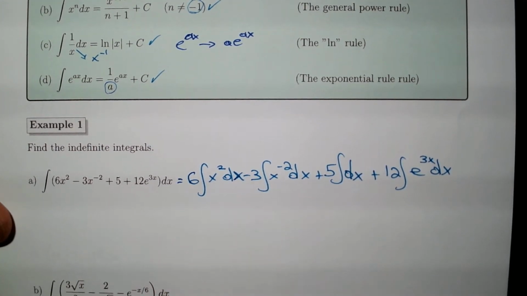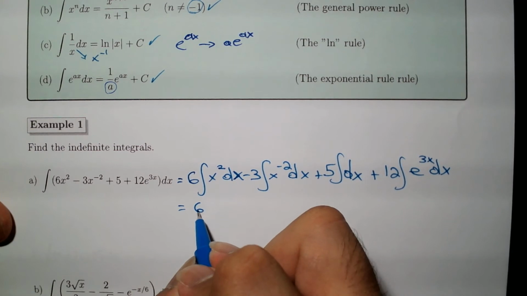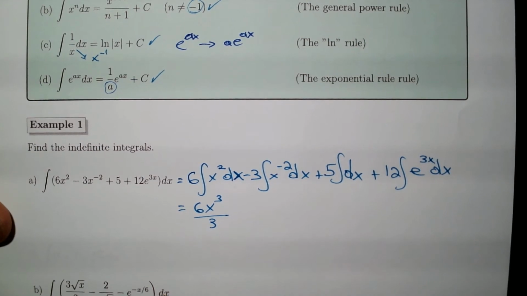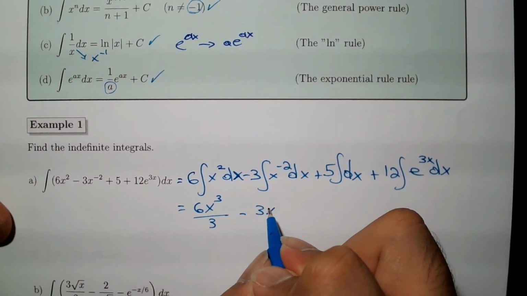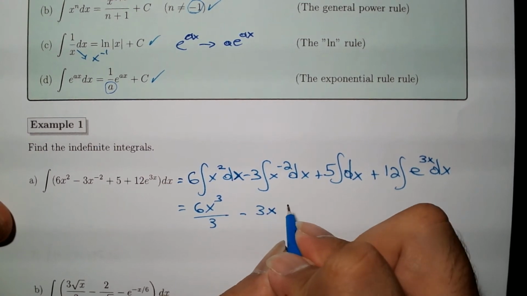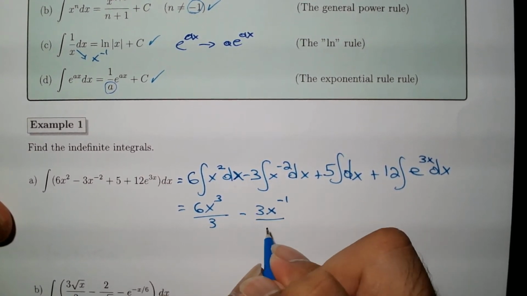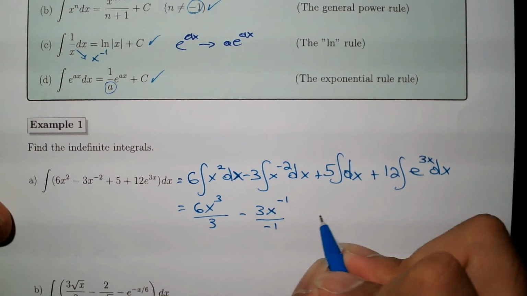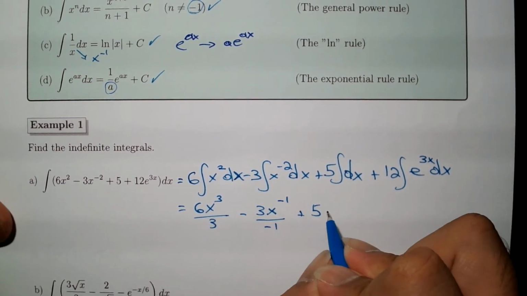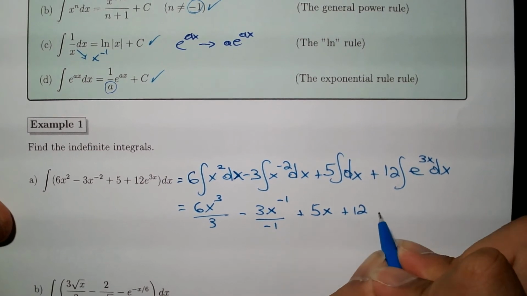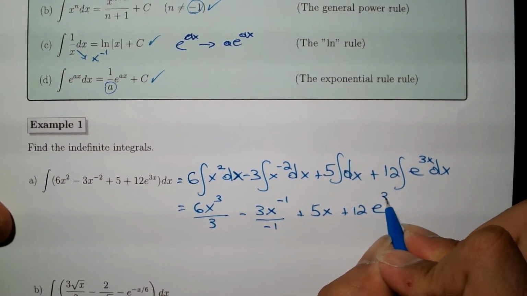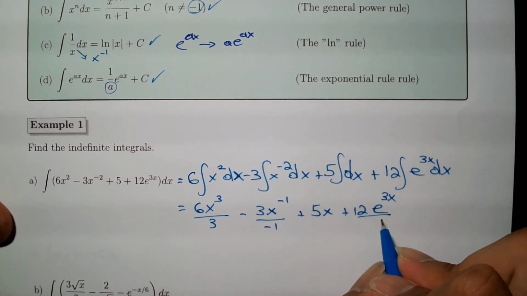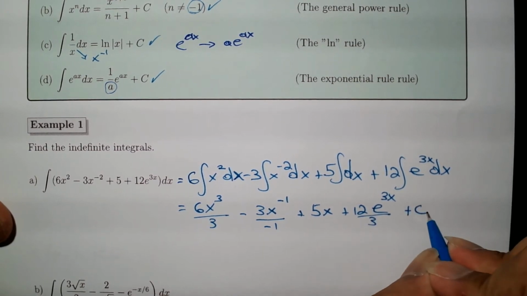Well, for the first one we are going to use the general power rule, so we're going to get 6, add 1 to the exponent, x to the 2 plus 1 equals 3, divide by that number 3, minus 3 times x to the -2, add 1, we get -1, divide by -1, careful with the signs here, you will see what's going to happen there, and plus 5 times the integral of dx, which is just x, and plus 12 itself, e to the 3x, but again keep in mind that we divide by the number that multiplies the x, in this case 3, and don't forget the plus c.